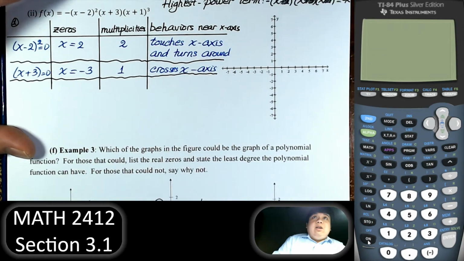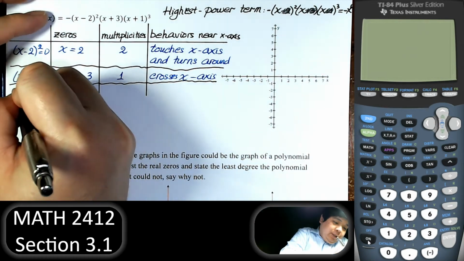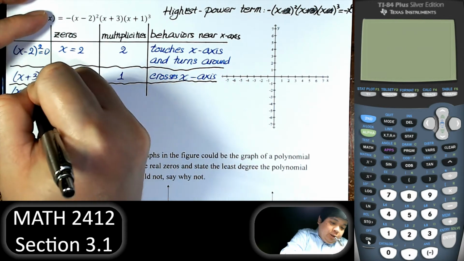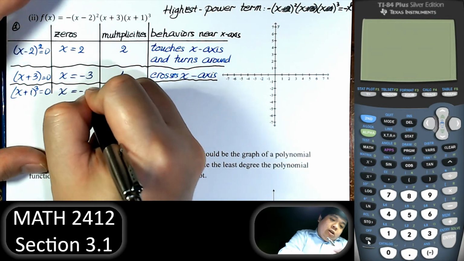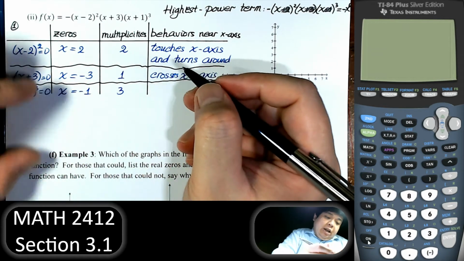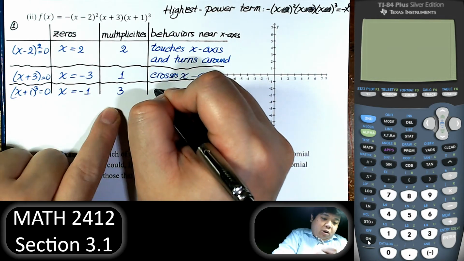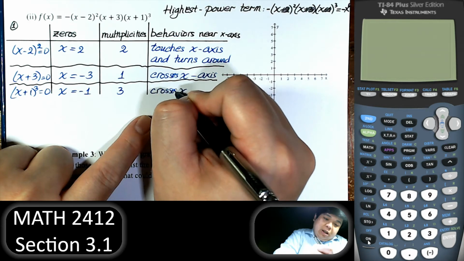And then the factor of x plus 1 cubed. Make that equal to 0, we have x equal to -1 and multiplicity of 3, because that is odd, so it crosses the x-axis.